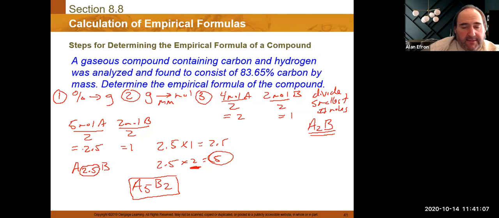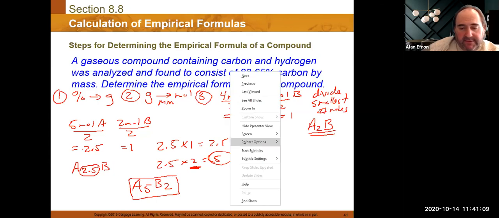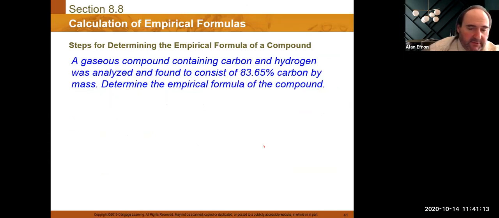All right, so let us take a look at how we can apply these steps to this problem. Let me clear what's on here. In this case, we want to determine the empirical formula, and what they told us was the percent of carbon in this case is 83.65%.